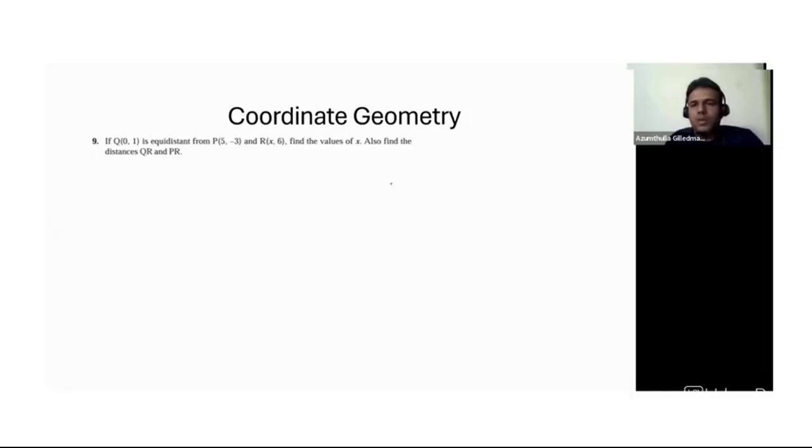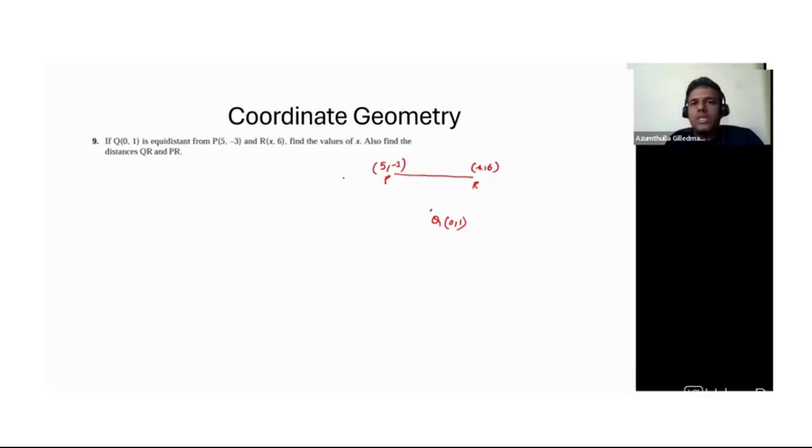Okay. All right. So first let's do this. Let's say we have 2 points here, P and R. What is P? P is (x, minus 3)? and R is (x, 6). Here one value is unknown. And if Q is (0, 1), somewhere there is a point Q here, let's say, right? So this is (0, 1). Find the value of x.